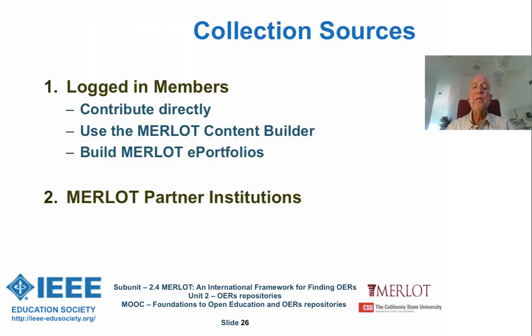People often ask, where do our materials come from? Well, they come from two main sources: individual members and partner institutions. Firstly, anybody can come to Merlot and search. You don't have to log in or register to search, and usage of Merlot is entirely free. However, if you do choose to become a member of Merlot, which is also free, there are many things you can do besides search. One of them is to contribute directly to the collection.